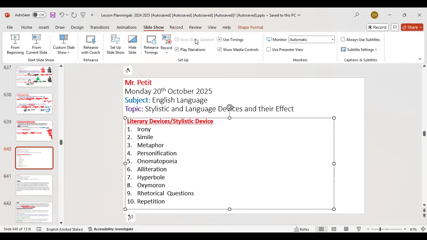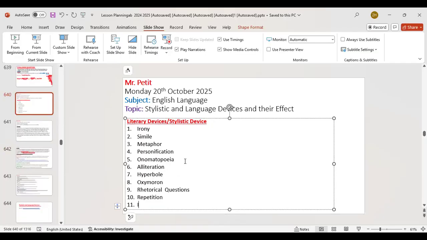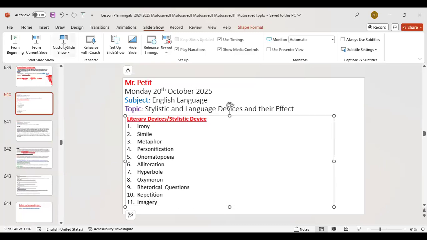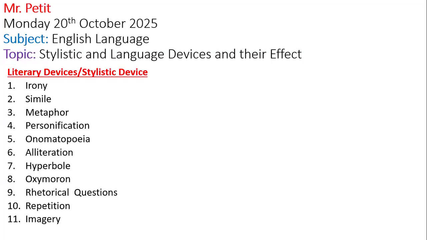You all ever heard of imagery? Anyone ever did imagery before? Okay. So basically, let's go over them, right? Symbolism. Symbolism is one. So basically, irony.